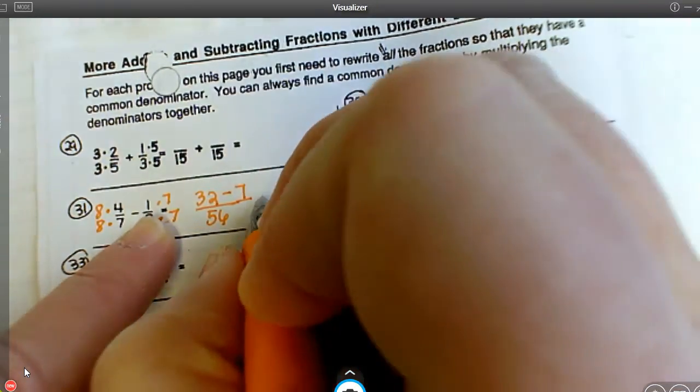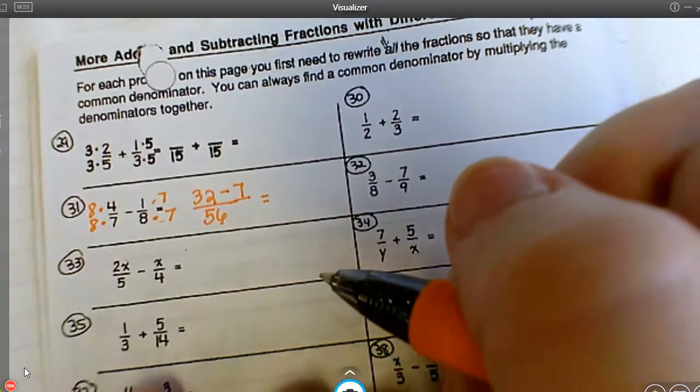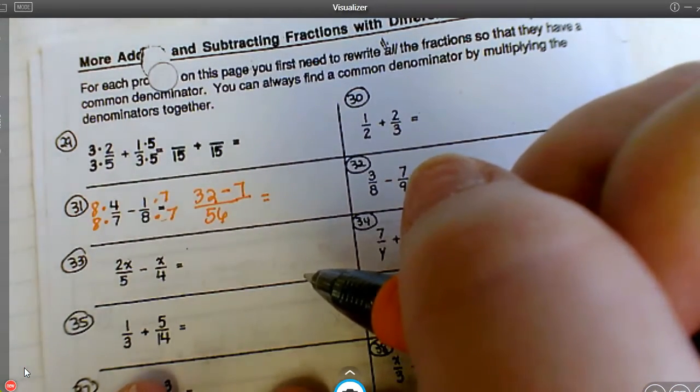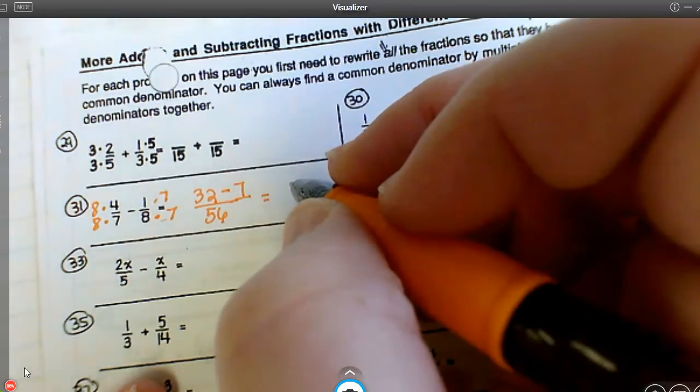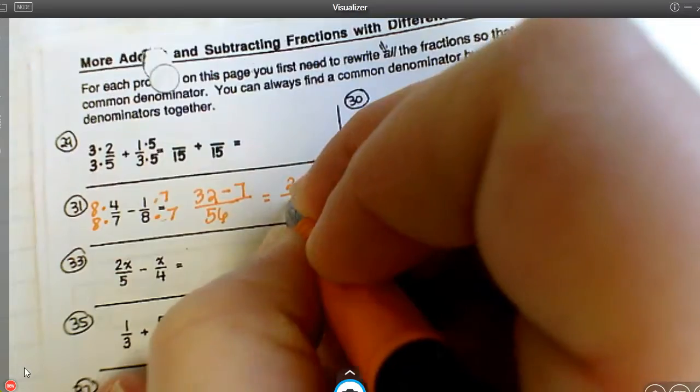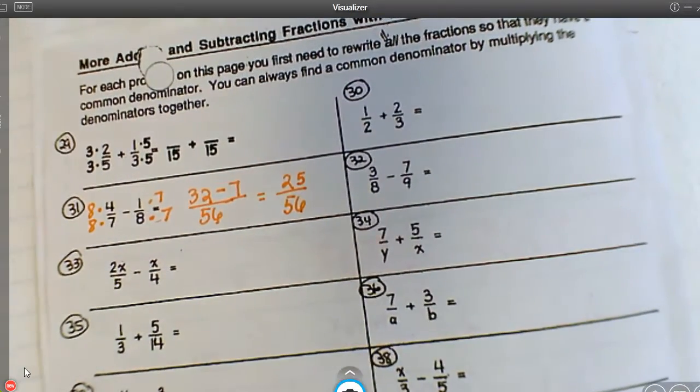Because these were all numbers, I can go ahead and subtract that. If there were some x's there, you might not be able to do that. But I'm going to take 32 minus 7, which I think is 25. And then that's my answer.